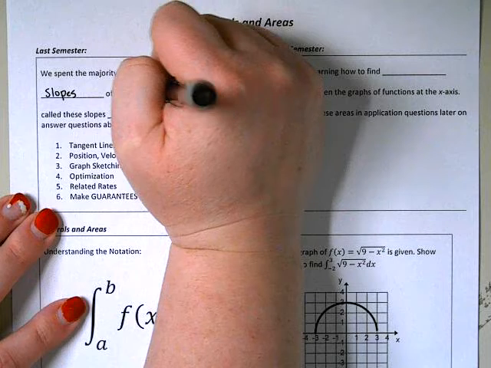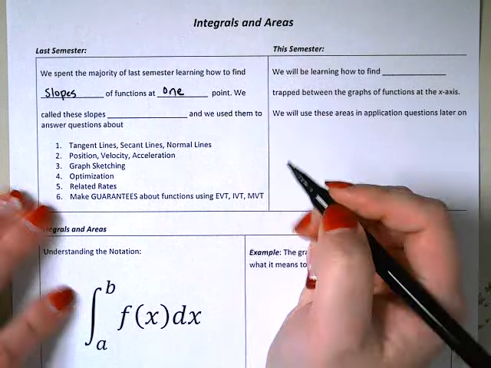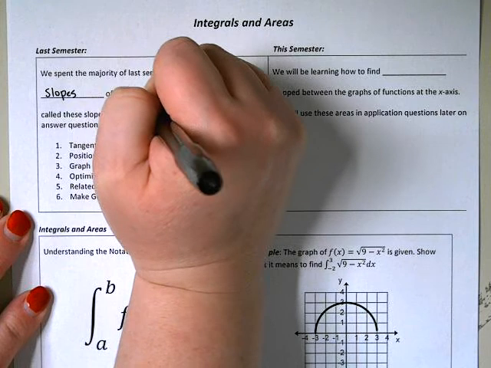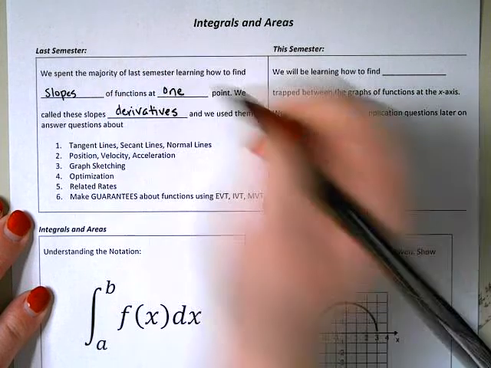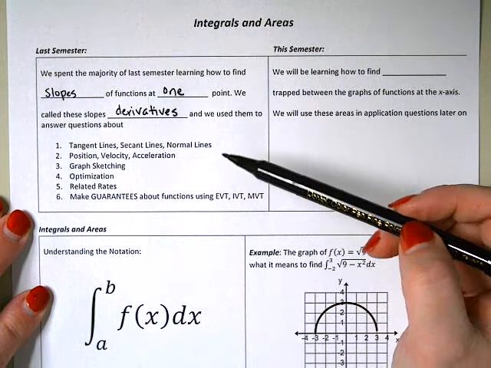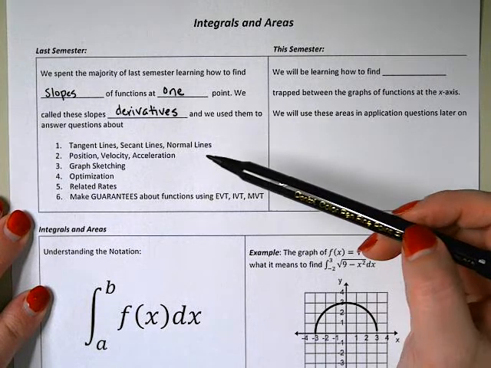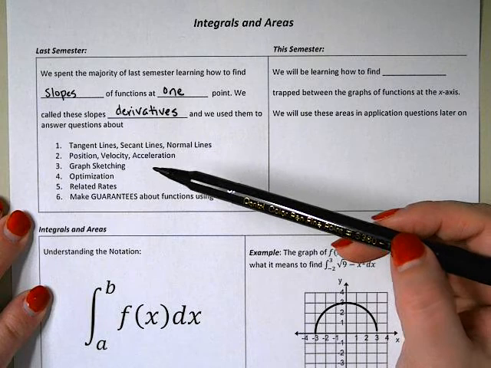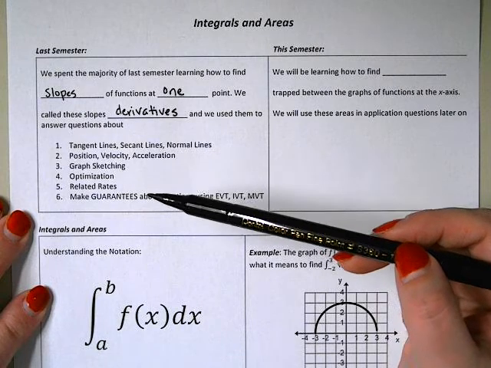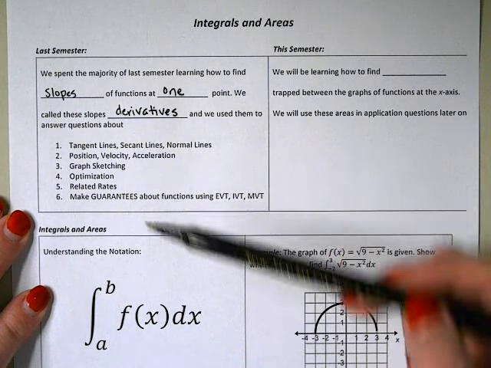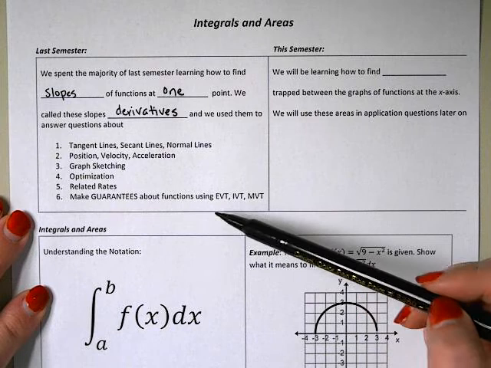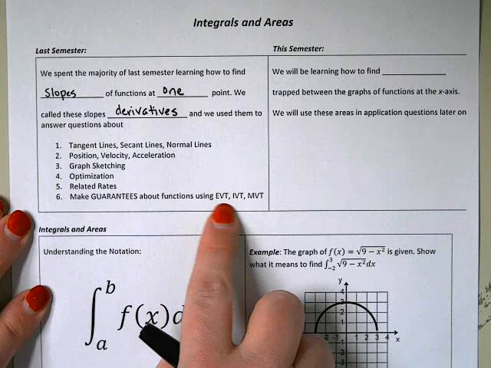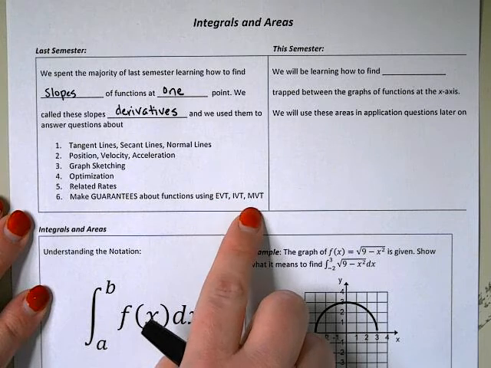at one point. And we called these slopes derivatives. So last semester we talked about tangent lines, secant lines, normal lines, position, velocity, acceleration. We used derivatives in order to do some graph sketching. We did optimization and related rates. And then we used derivatives to help us make guarantees about functions using EVT, IVT, and MVT. So hopefully you remember extreme value theorem, intermediate value theorem, and the mean value theorem.